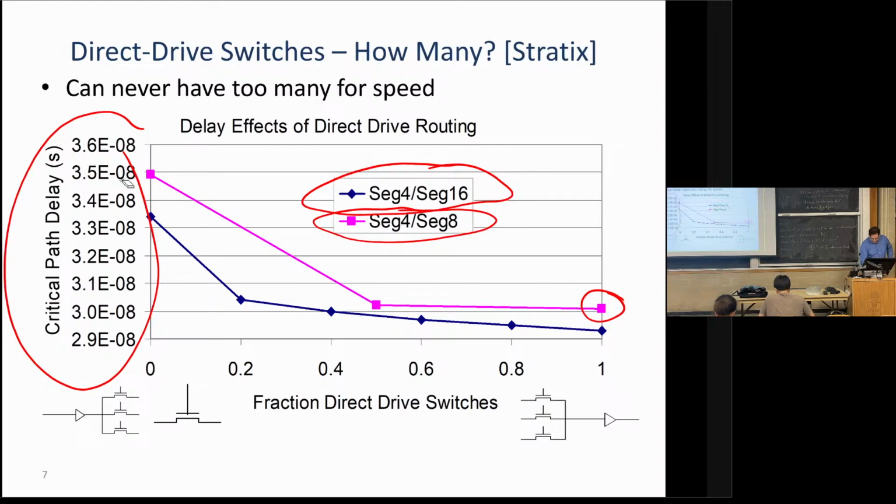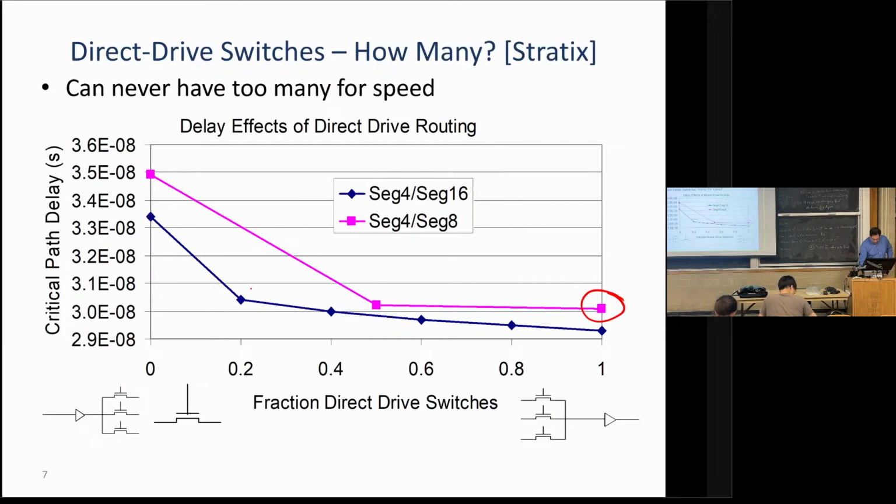And it gets most of the speed when you just added a few direct drive switches. But it doesn't hurt to just go to all direct drive. In fact, it helps some, right? I just keep getting faster. But most of my speed comes early on when I've just added that's 20% of my switches are direct drive. Why do you think I get most of the speed right away? What do you think happens?